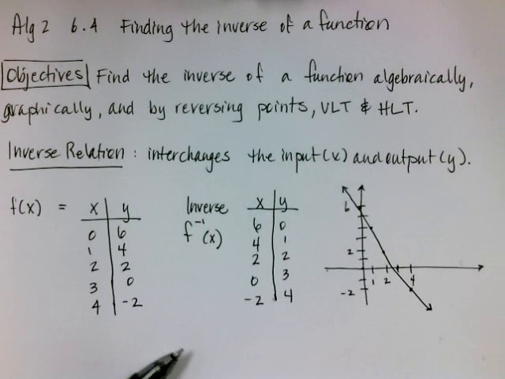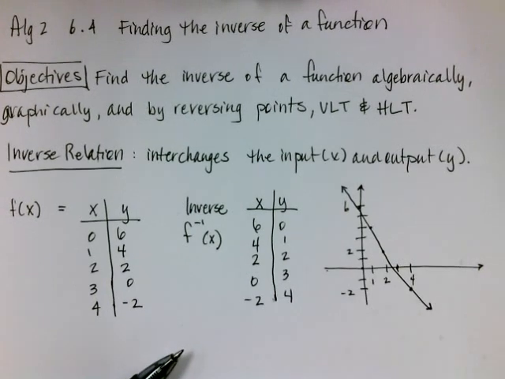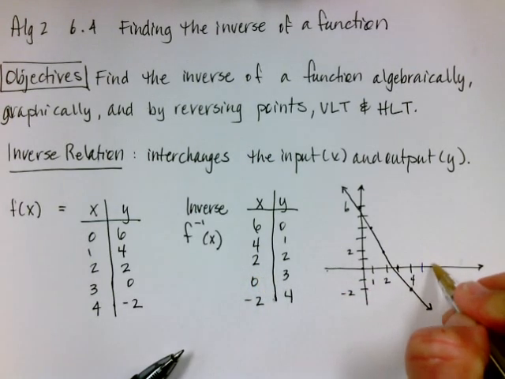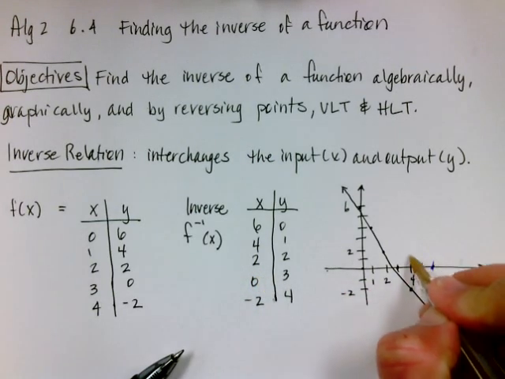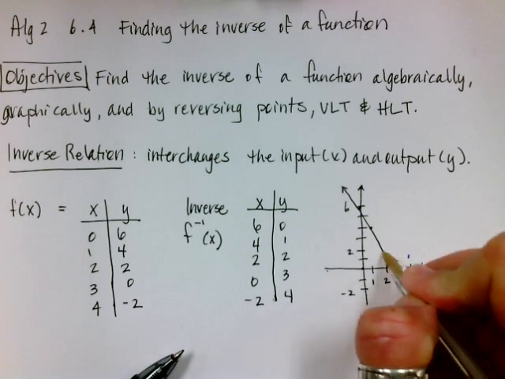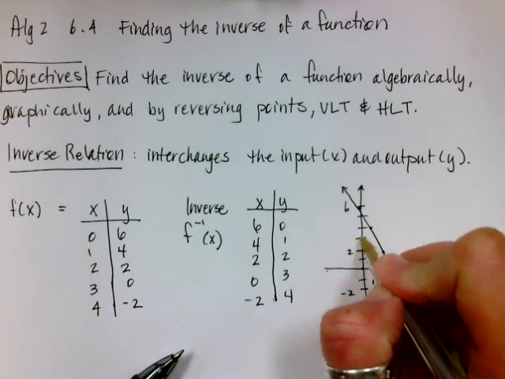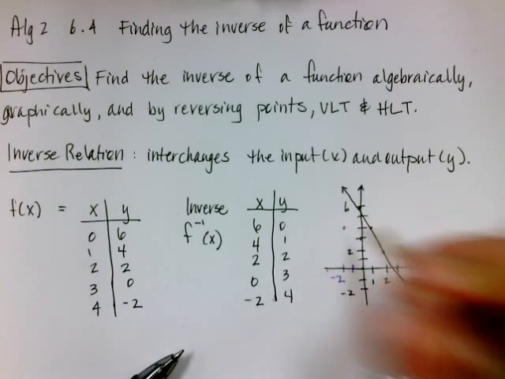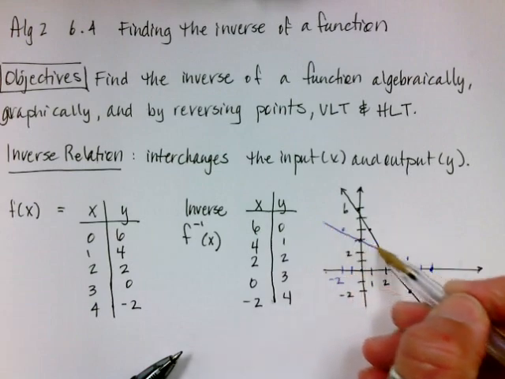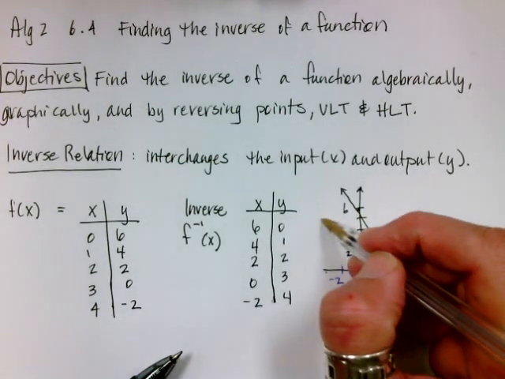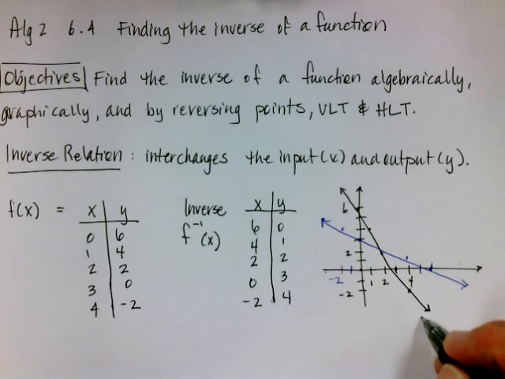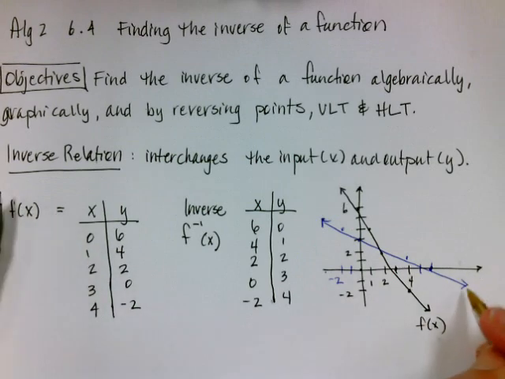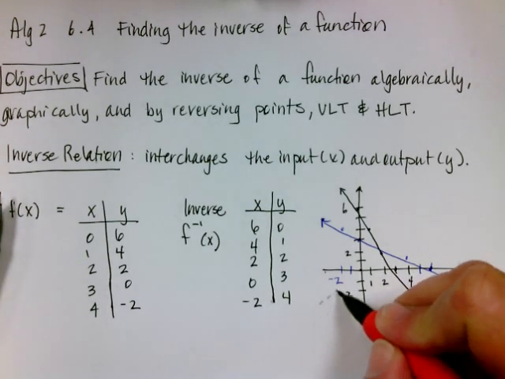So now what I'm going to do in a different color is plot the inverse points. So now I have (6, 0), (4, 1), (2, 2), it goes through the same point, (0, 3), and then (-2, 4), so about here. So if I connect these points, they go this way. So this is my original relation. This would be the inverse. Okay? So that's kind of cool.